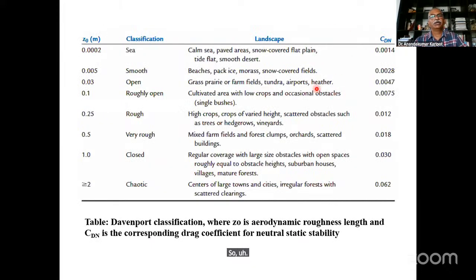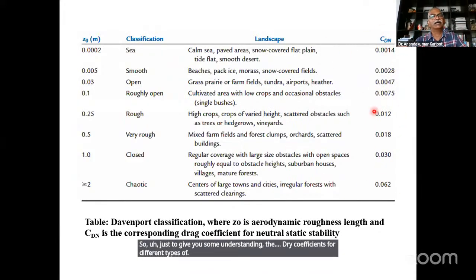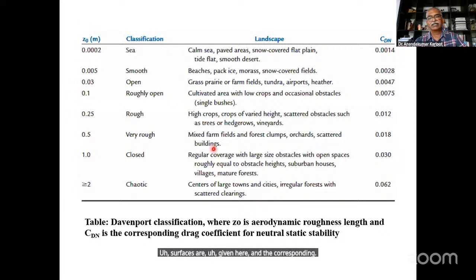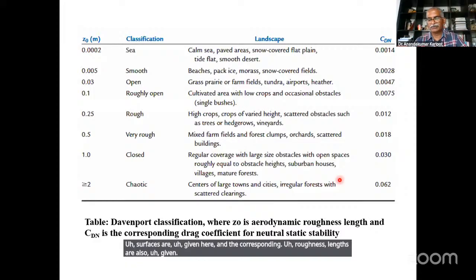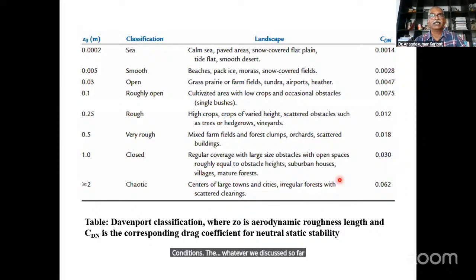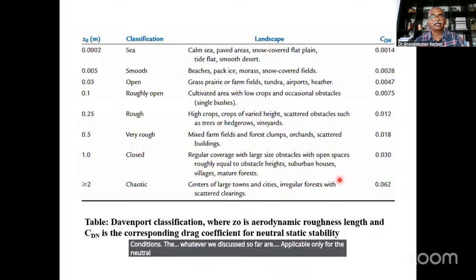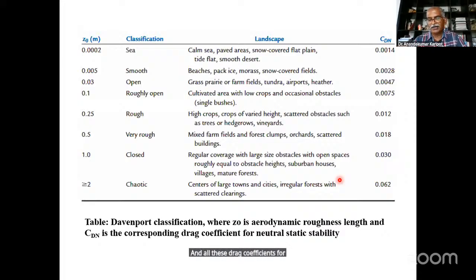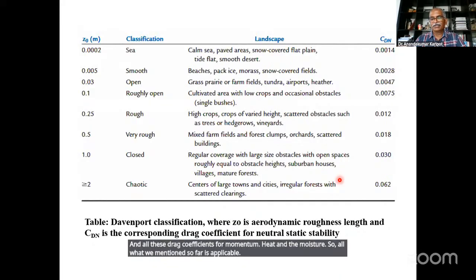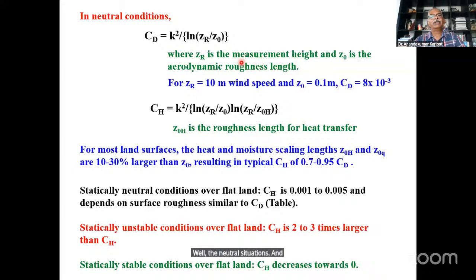Just to give some understanding, the drag coefficients for different types of surfaces are given here, and the corresponding roughness lengths are also given. Remember that all these values given are for the neutral conditions. Whatever we discussed so far is applicable only for the neutral condition: the K coefficients, Km, Kh, Kq, and all these drag coefficients for momentum, heat, and moisture. How we can calculate the drag coefficient for neutral situations is given in these relations.